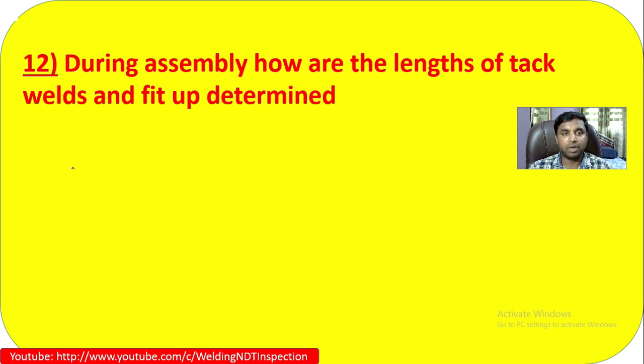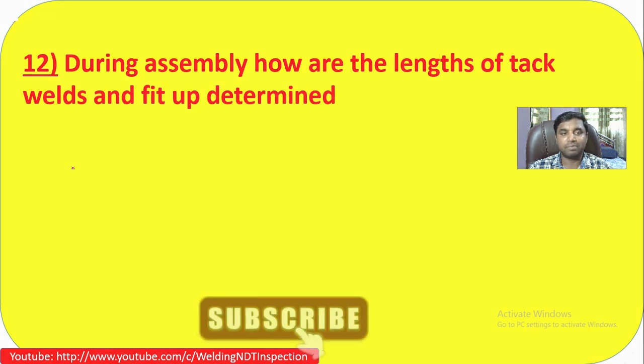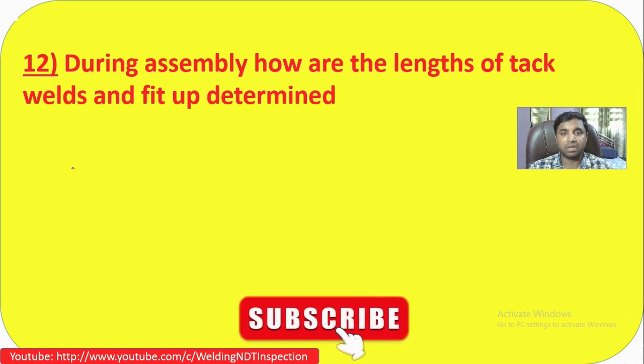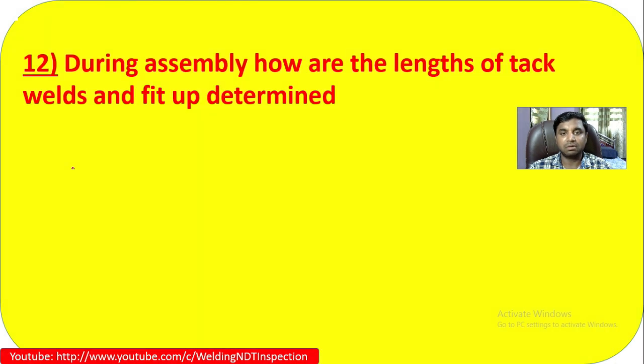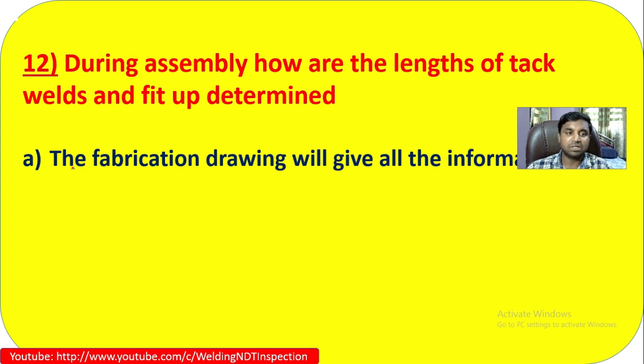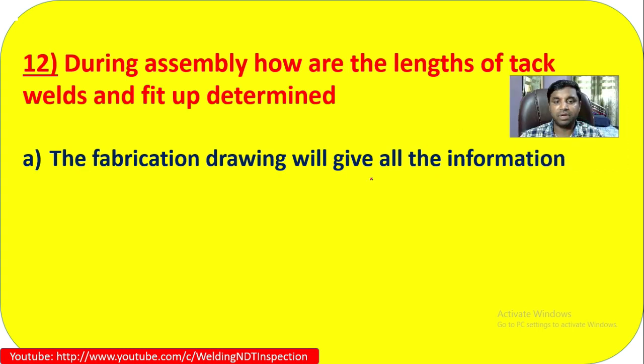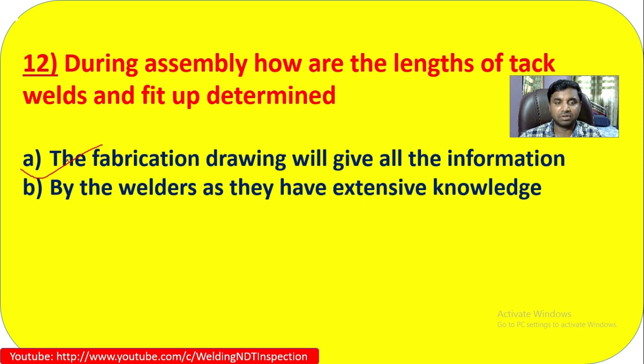Question number 12. During assembly, how are the length of tack welds and fit up determined? During assembly, how do you check the tack length, tack welds and fit up, and from where do you get all the information? First, option 12A, the fabrication drawing will give all the information. Option B, by the welders, as they have extensive knowledge. No, from the welders' extensive knowledge you will not get the right one.